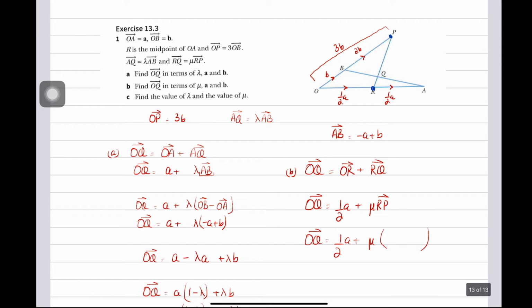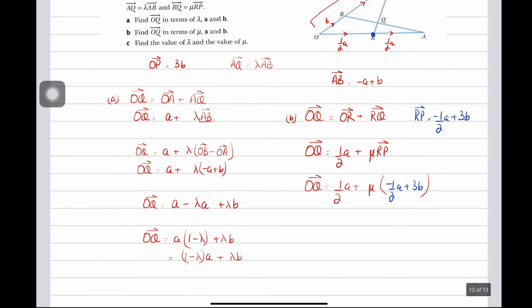Negative half A plus 3B. Yes. RP will be equal to minus half A plus 3B. Okay. So we can replace RP with minus half A plus 3B. Okay. And then, of course, if you leave it over here, it's fine. But eventually, you will have to bring it in this form.